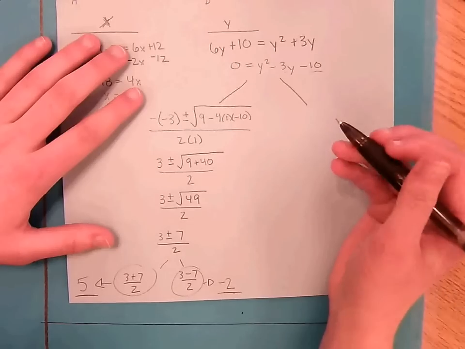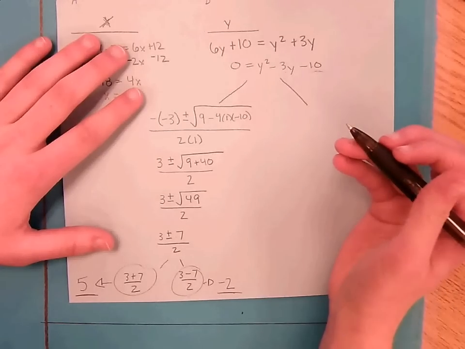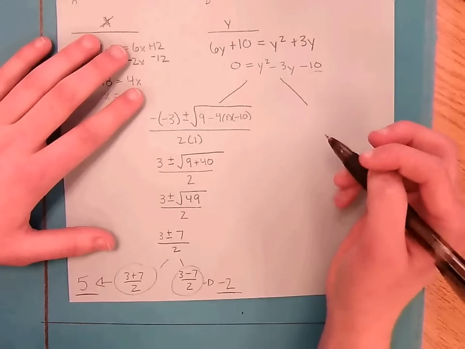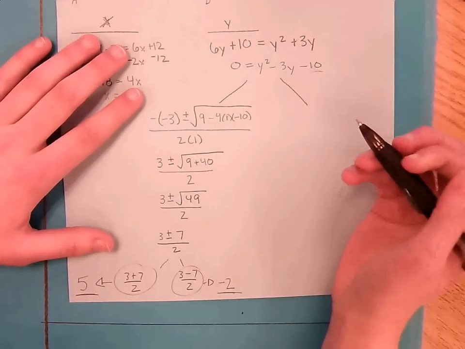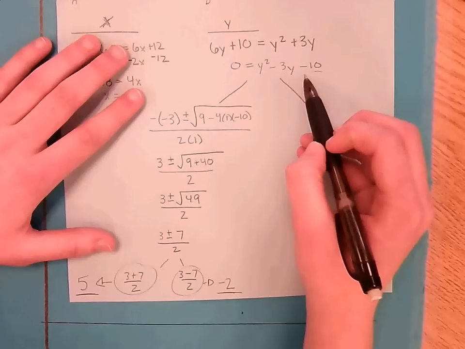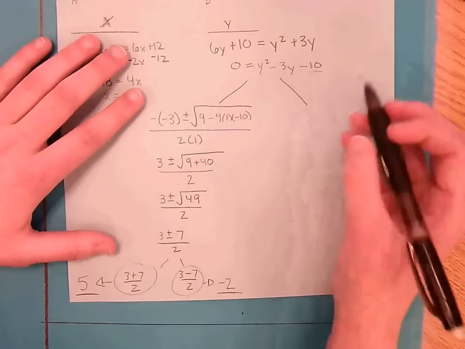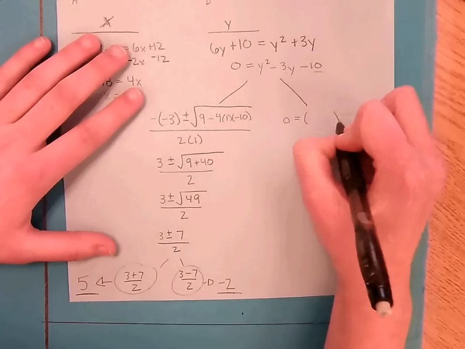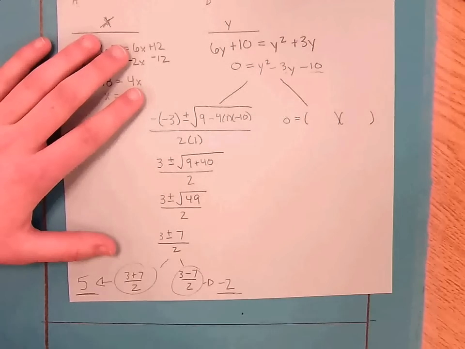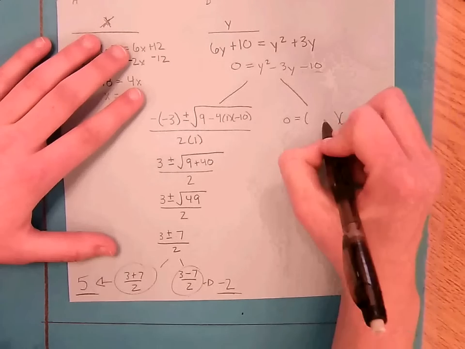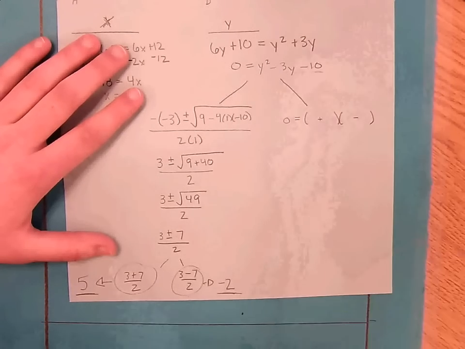Well, 10 minus 1 would be 9, and 10 plus 1 would be 11. That's not 3. So I'm going to go with the 5 and 2, because 5 minus 2 is 3. Now you have to be careful with the negatives. If the last term, c, is a negative, that means you have a plus a number and a minus a number. So we're going to do 0 equals, and you have two quantities. And since we decided that c was negative, we're going to have a plus and a minus.